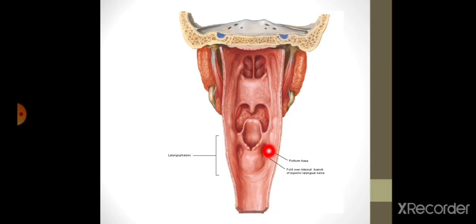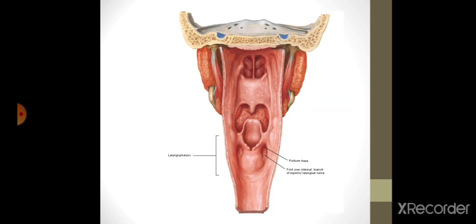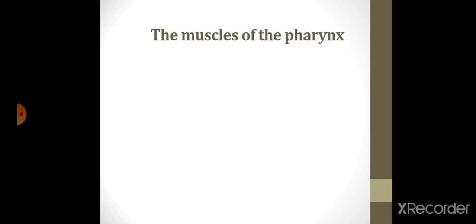This nerve is located here. When a fish skeleton or foreign body is located here, it may lead to injury to the recurrent laryngeal nerve or the internal laryngeal nerve.